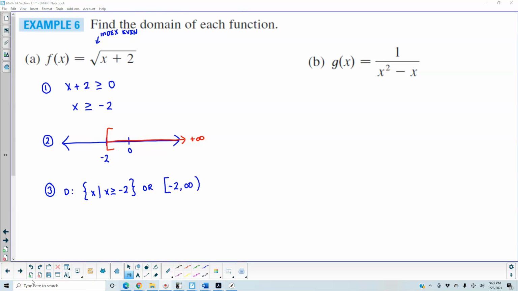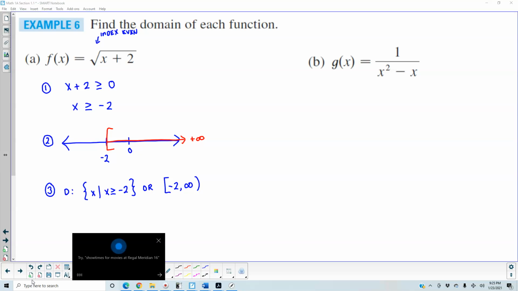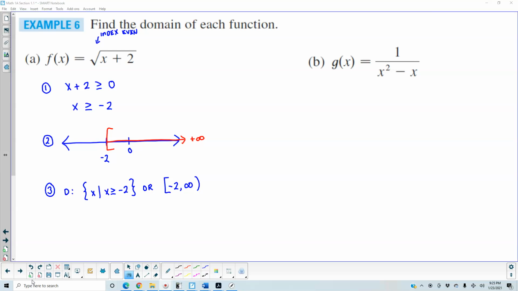Okay, for part B, we want to find the domain of this function. So how do we find the domain of this function? Well, just recall that if we have a variable in the denominator, we have to make sure at what point or points or values it is going to be undefined. So in order for us to do that, in step 1, we know that the denominator cannot equal 0.